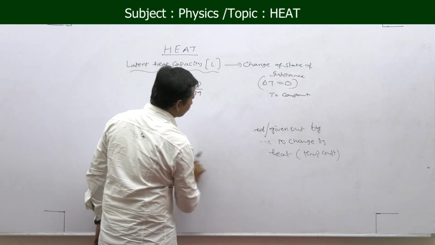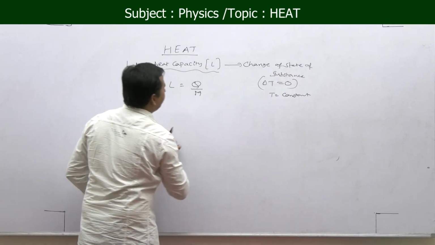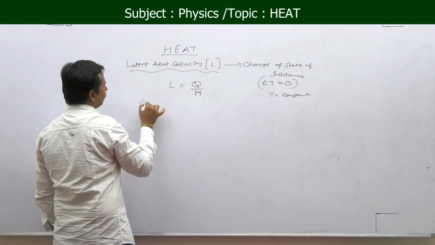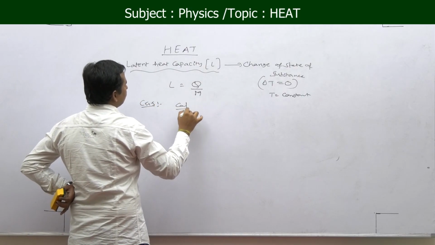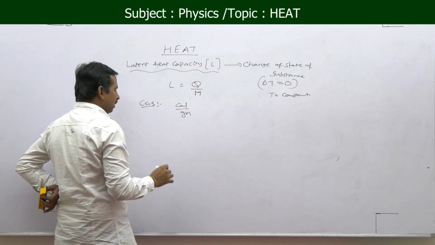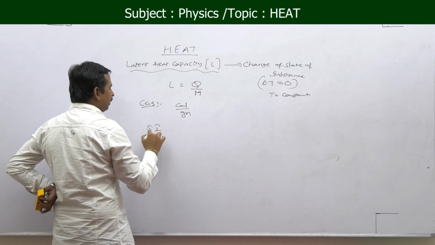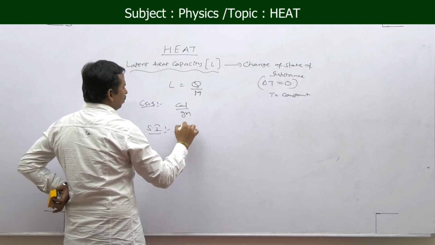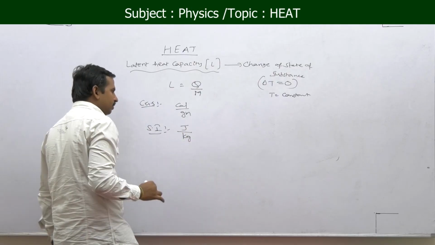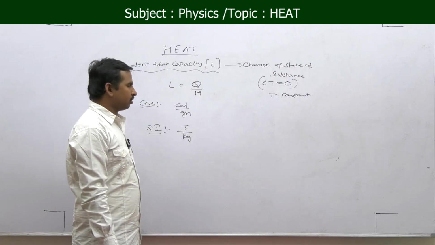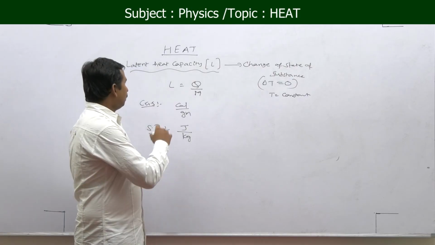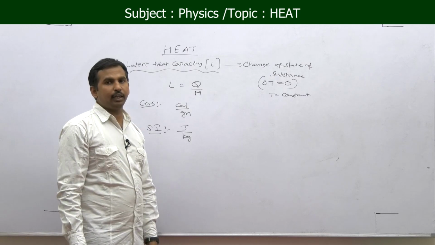Then if you come to the case of units, its CGS units: Q is in calories, mass is in grams. Whereas in the SI system, calorie becomes joule and gram becomes kilograms. Calorie per gram, joules per kg. This is the unit of latent heat capacity.